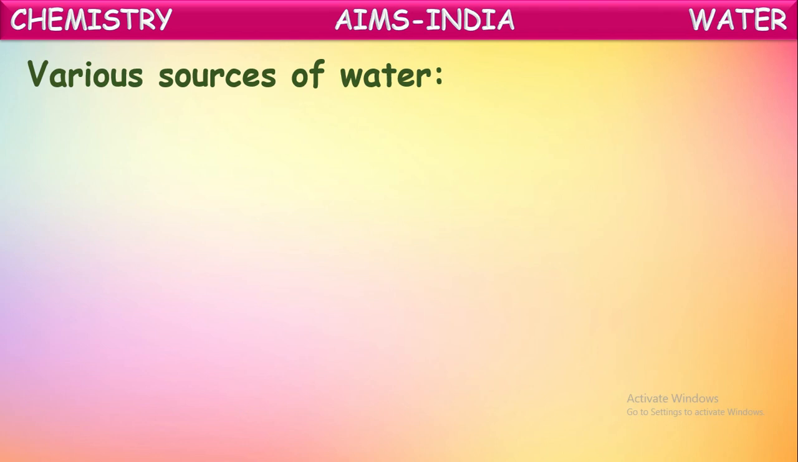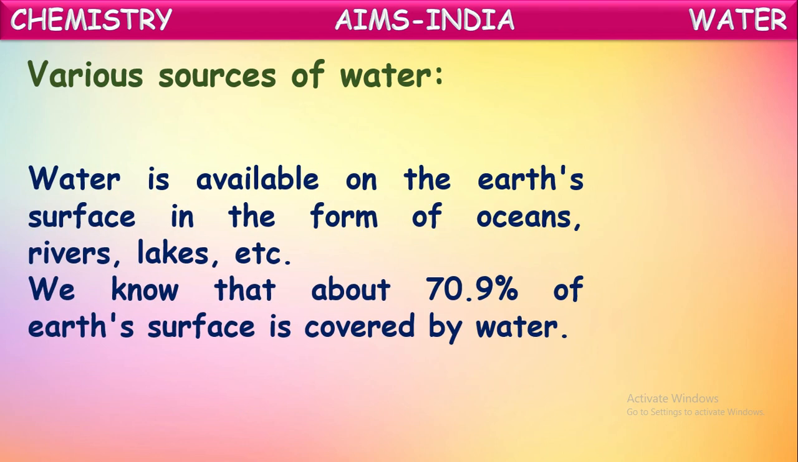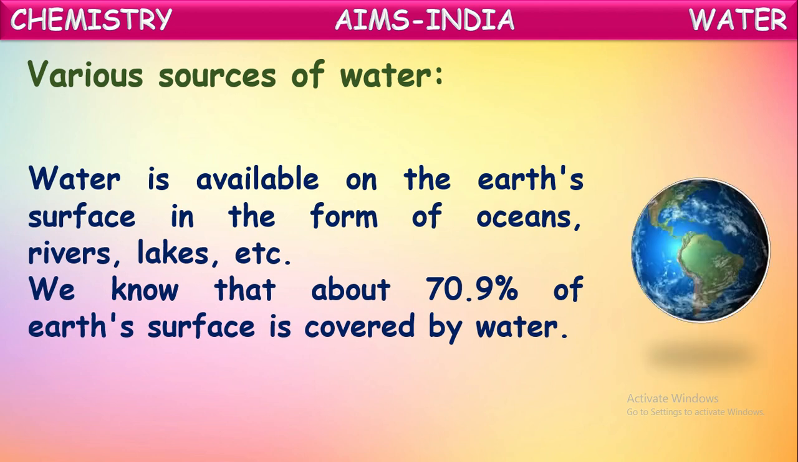Next, various sources of water. Water is available on the earth's surface in the form of oceans, rivers, lakes, etc. Isn't it? We know that about 70% of the earth's surface is covered by water. That's why if planet Earth is seen from space, it seems blue in color because of the presence of water. Around 70% of the surface is covered by water. This blue color is because of water presence. Okay, a large quantity of water is available on the surface.